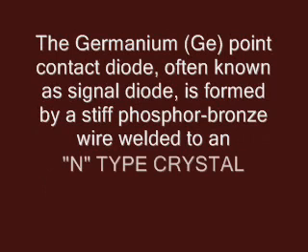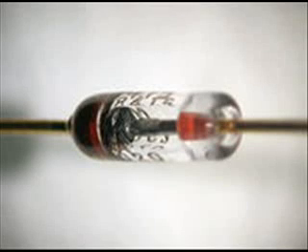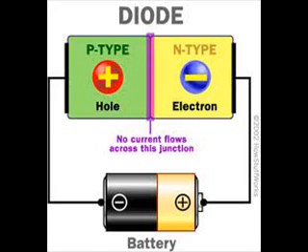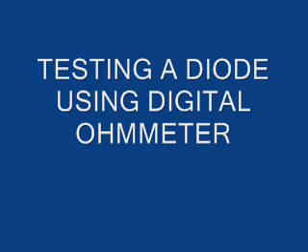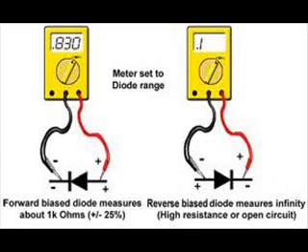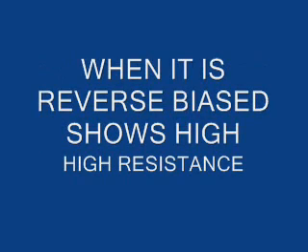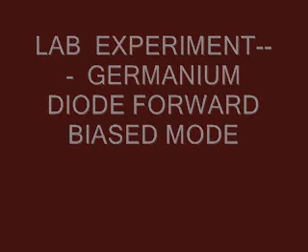The germanium point contact diode, often known as signal diode, is formed by a stiff phosphor bronze wire welded to an N-type crystal. Forward biased diode shows low resistance. When it is reverse biased, it shows high resistance. Sketch shows lab experiment germanium diode forward biased mode.